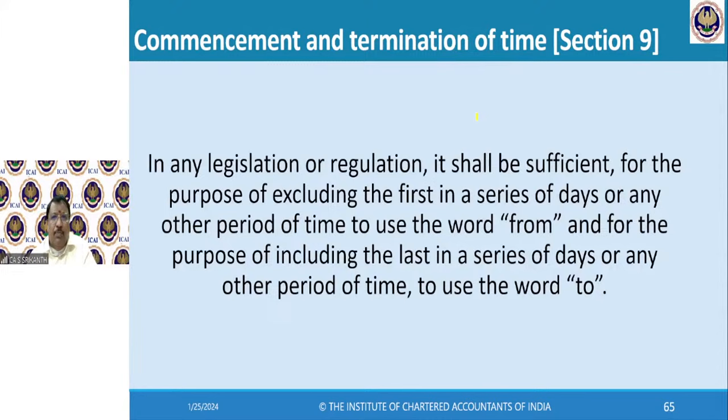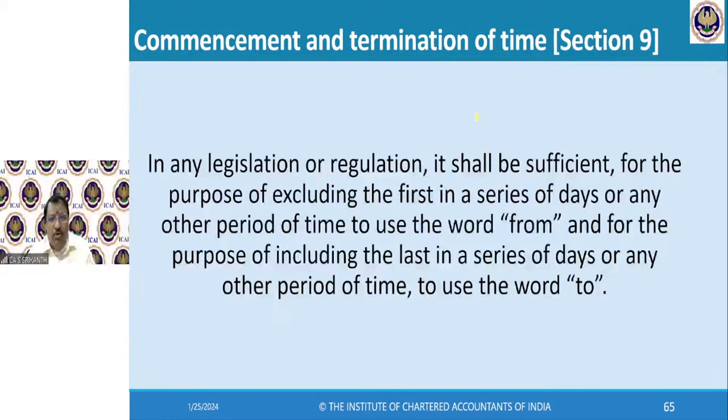The rule of excluding the first day in a series of days. So when it says from 25th of January, then 25 should not be taken. You should start counting only from 26.